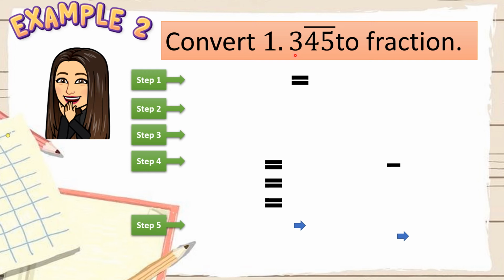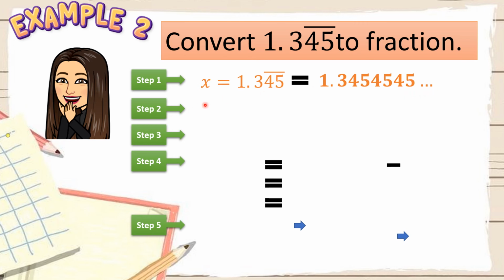Okay, so to convert this repeating decimal into a fraction, again, for our step number 1, let us represent x to be equal to our repeating decimal. Okay, so again, for this repeating decimal, only the digits 4 and 5 lang po yung naulit. So that's why this is equal to 1.3454545, so on and so forth.